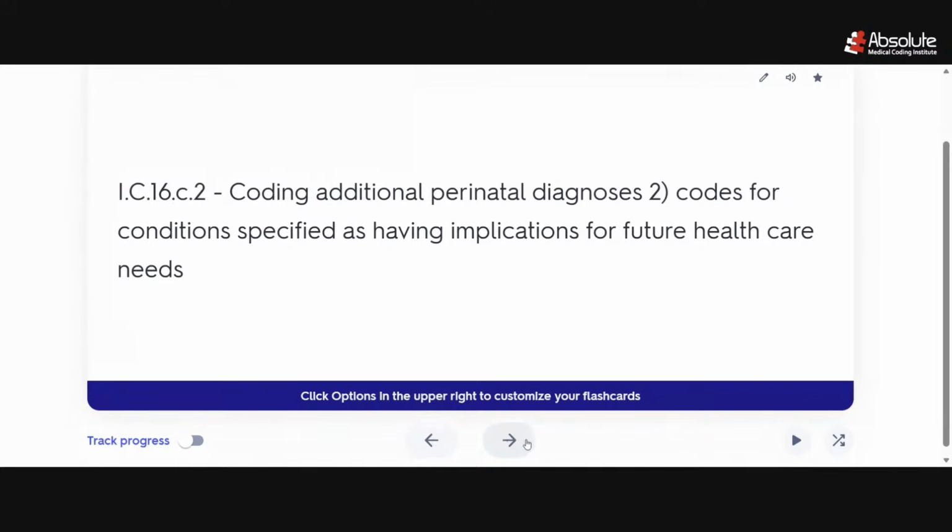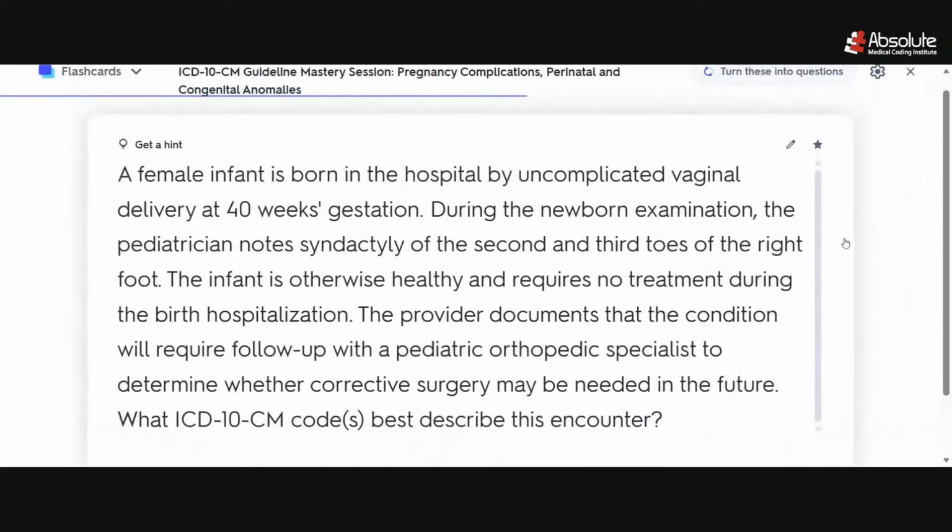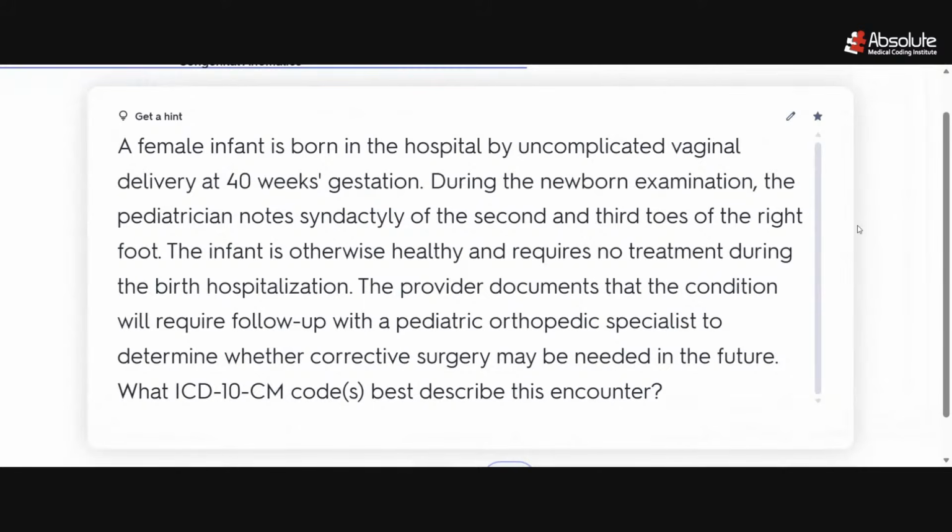And now, last but not least, we are going to reach our final part of solving this scenario. We are going to pick our ICD-10-CM code or codes that best describe this encounter, using those keywords and that guideline. Put those answers in the chat, and then we will go over it in our PowerPoint presentation.